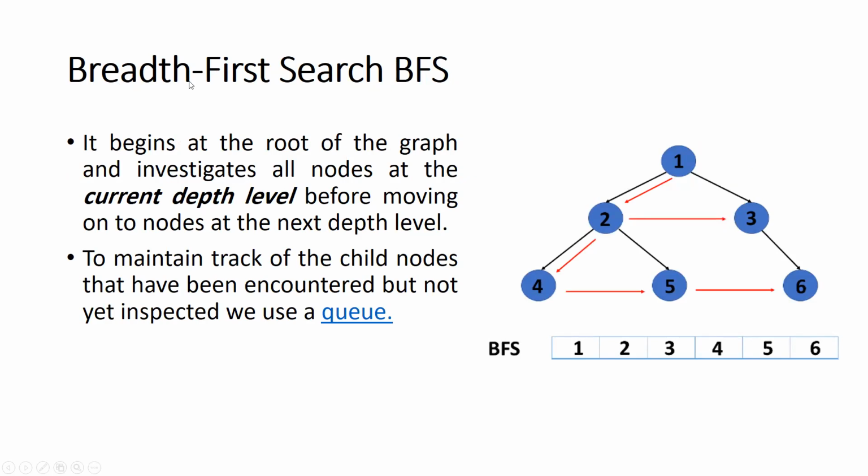Breadth first search, from the name, moves level by level to traverse the graph, and usually in the implementation, to keep track of our traversal through the graph, we use a queue.